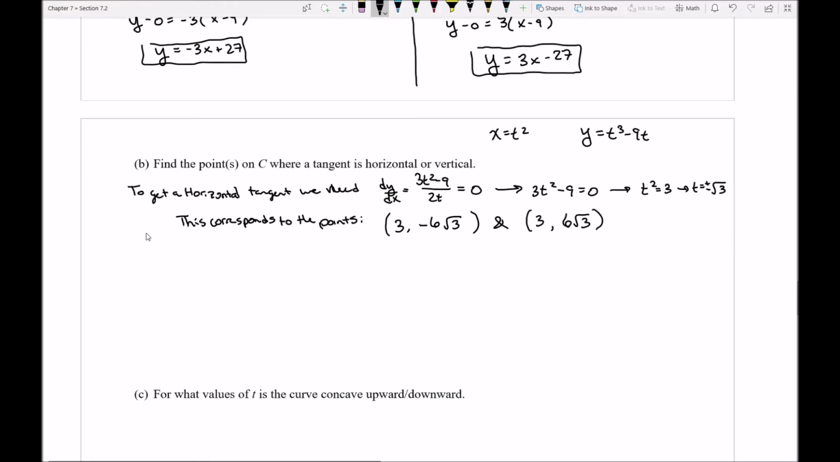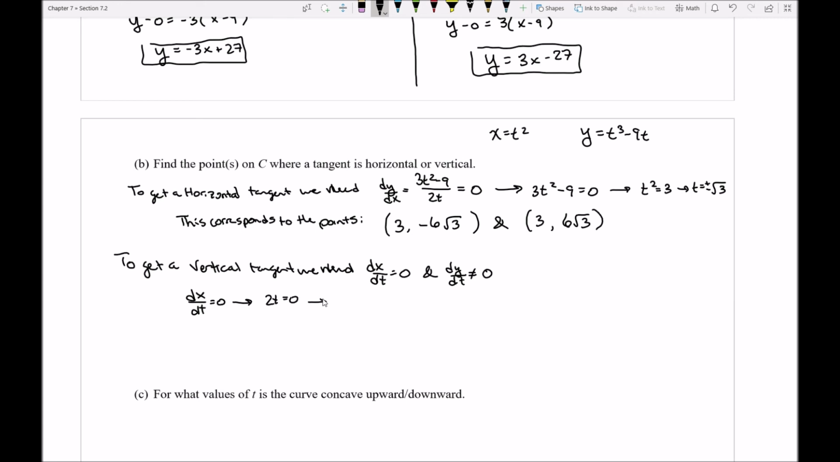To get vertical tangents, we need something different. So I'll say, to get a vertical tangent, we need dx/dt to be equal to 0 and dy/dt to not equal 0, right? We need the bottom of this fraction to turn into 0, but not the top. So clearly, we can see that dx/dt is equal to 0 whenever 2t is equal to 0, and that happens only when t is 0.